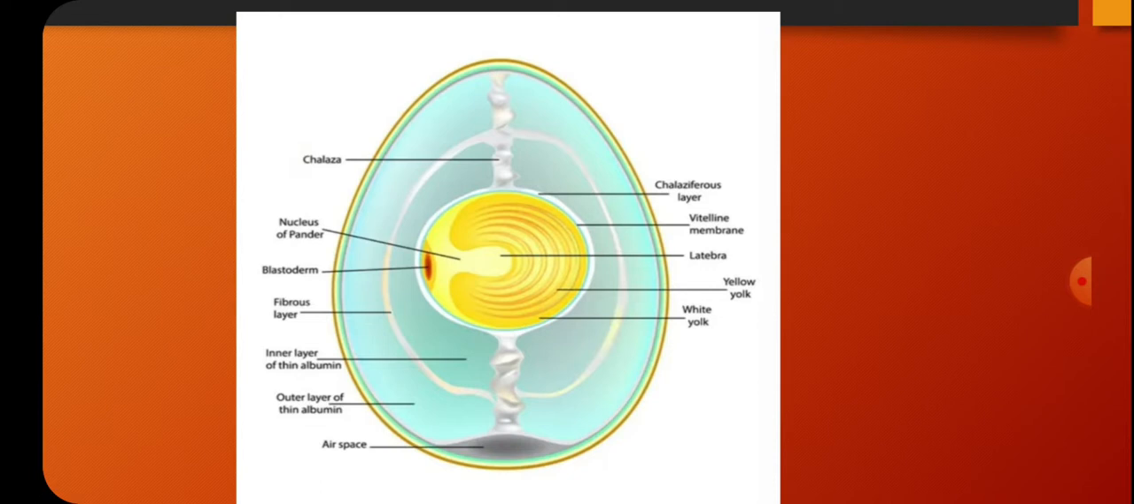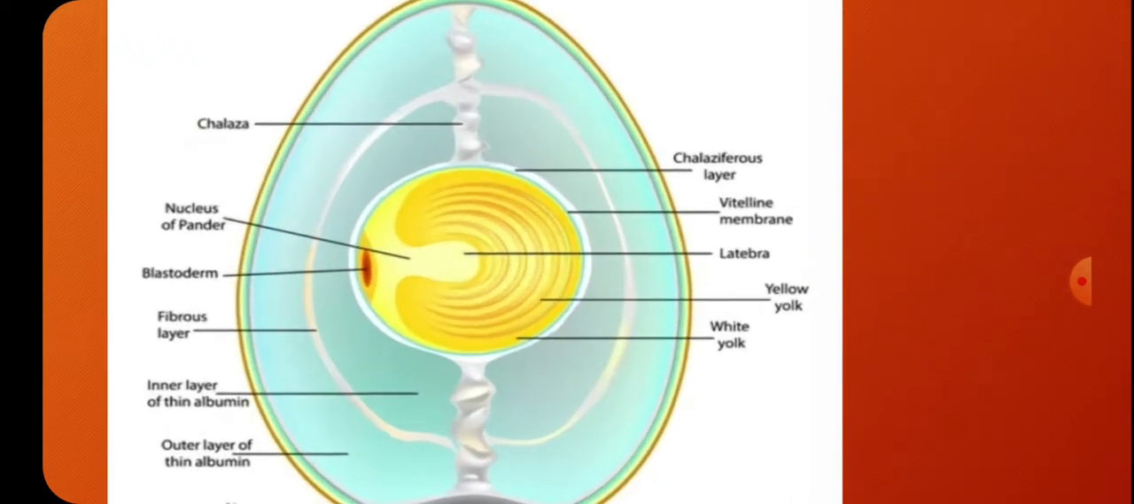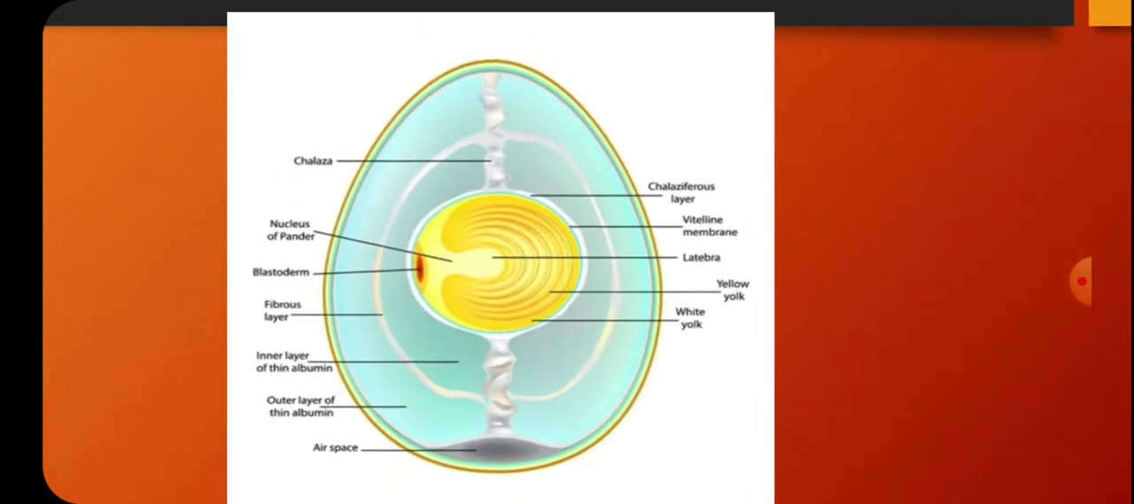This is the nucleus, the blastoderm, the fertilized egg. Then the fibrous layer, and the chalaziferous layer we can easily see. Vitelline membrane, then the middle portion of the yolk, yellow yolk and white yolk. You can see here the outer thin albumin, which is the main portion, and the inner thin albumin, with the fibrous layer present in between.